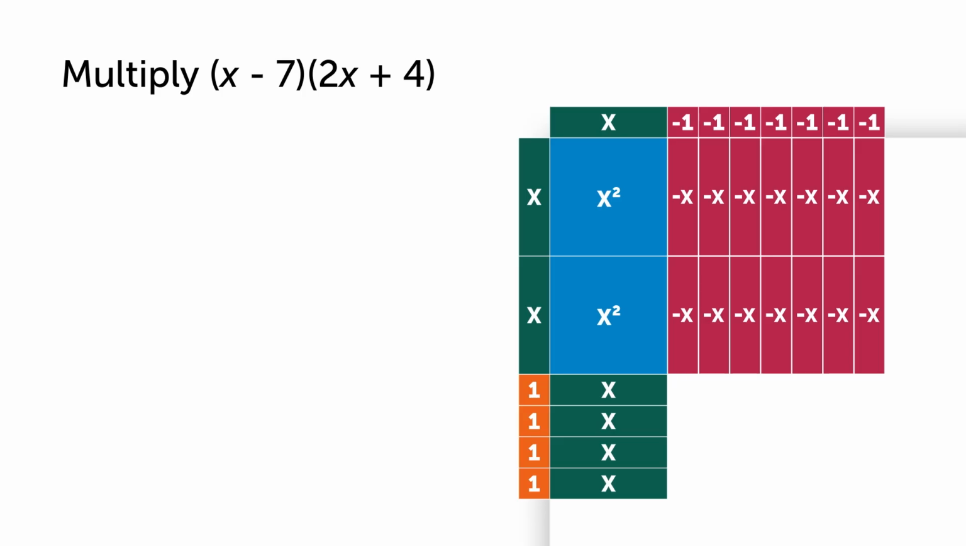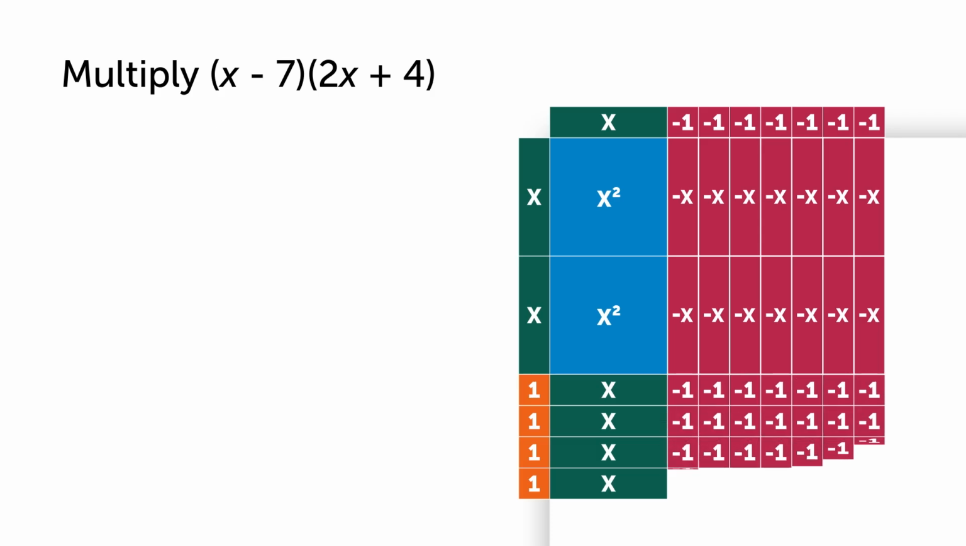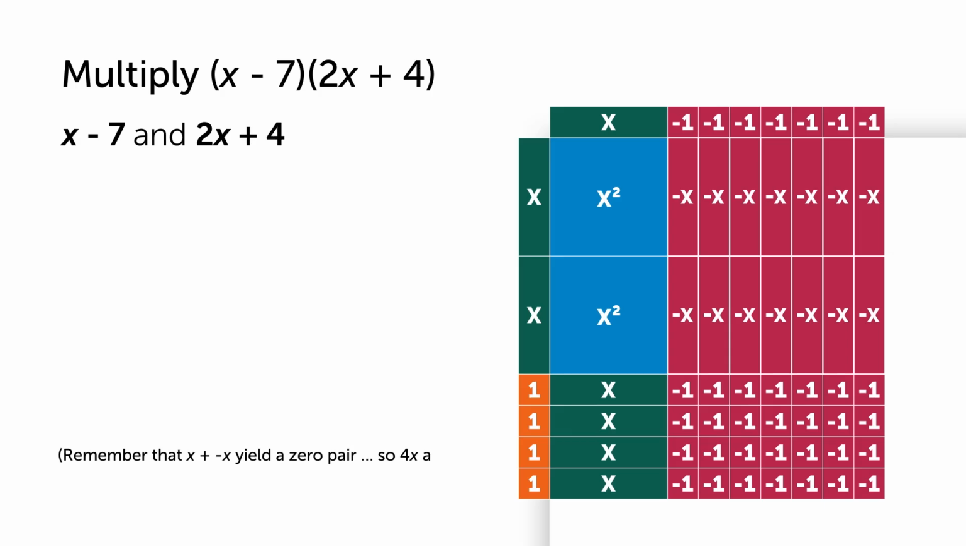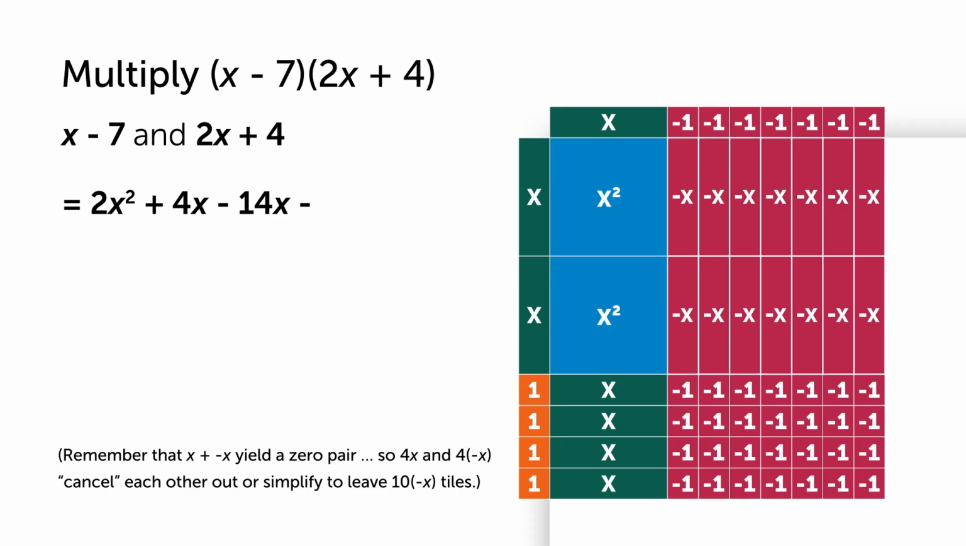Finally, we multiply the units by each other. Notice that a negative 1 times positive 1 yields a product of negative 1. We repeat this multiplication for each of the units. The final product for our multiplied binomials is the area sum for all the tiles inside the rectangle. The dimensions of the rectangle were defined by the quantity of x minus 7 and the quantity of 2x plus 4, and the final product is 2x squared plus 4x minus 14x minus 28.